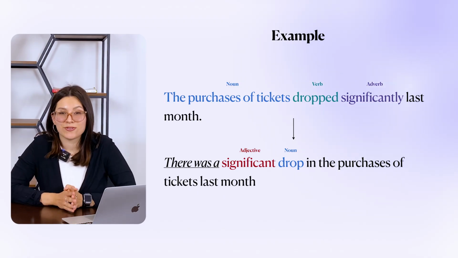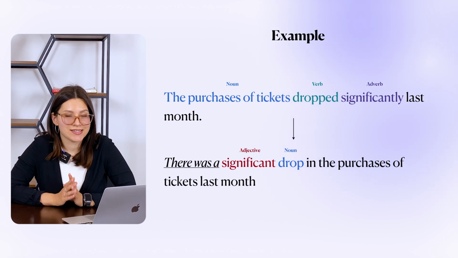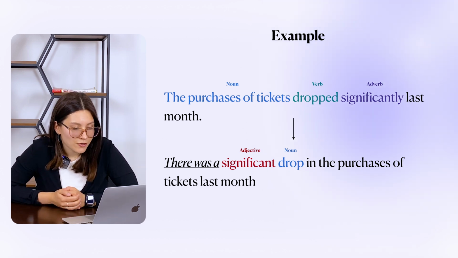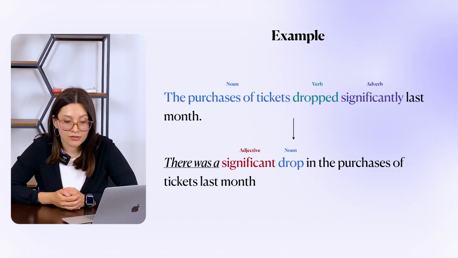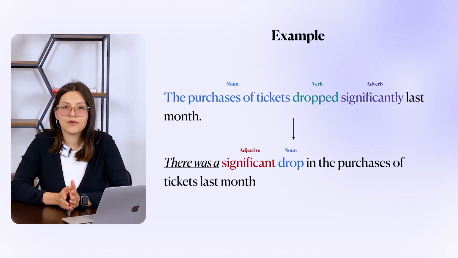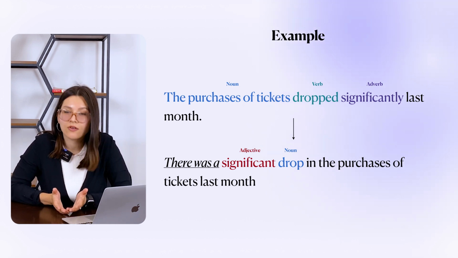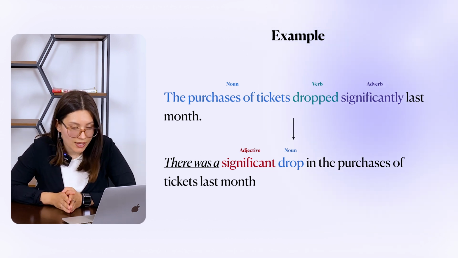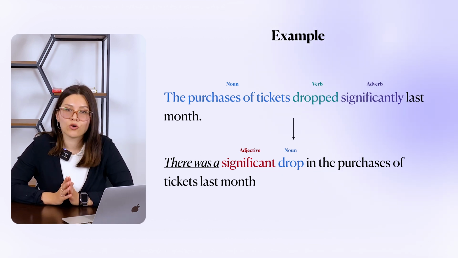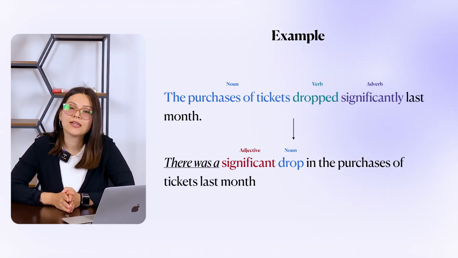Let's take one of the sentences given in your exercise and do it together. For example, the purchases of tickets dropped significantly last month. All right, where is the noun? The purchases of tickets, this is your noun. Then, dropped is your verb and significantly is an adverb.